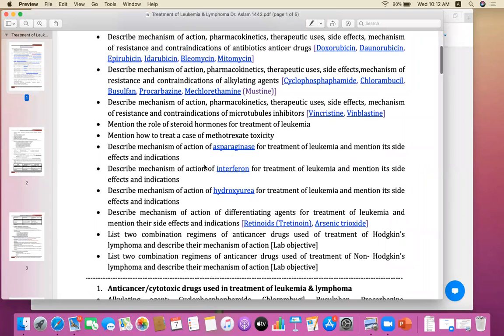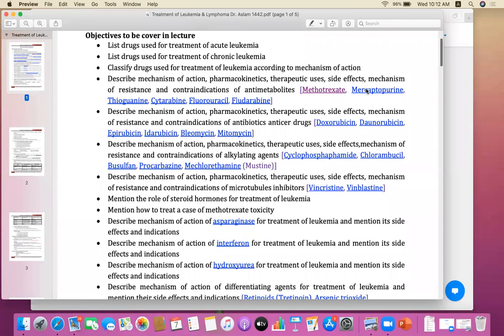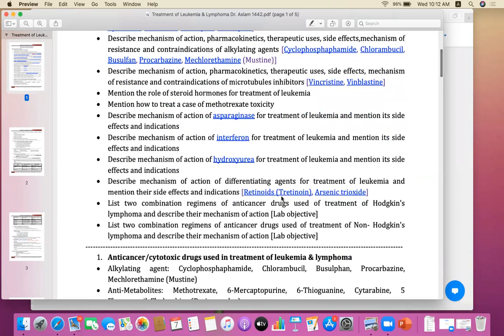In the Word file I have attached at the LMS, if you click on the name of the drug, you will land on the pharmacology information related to the specific drug.